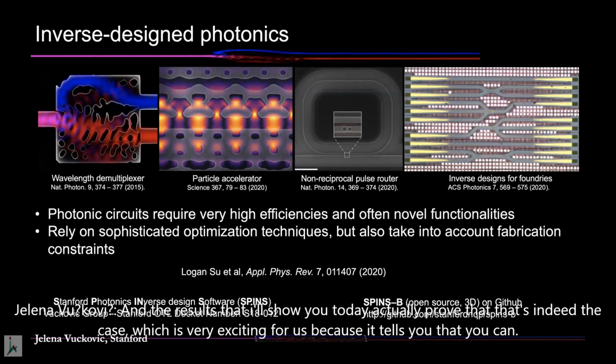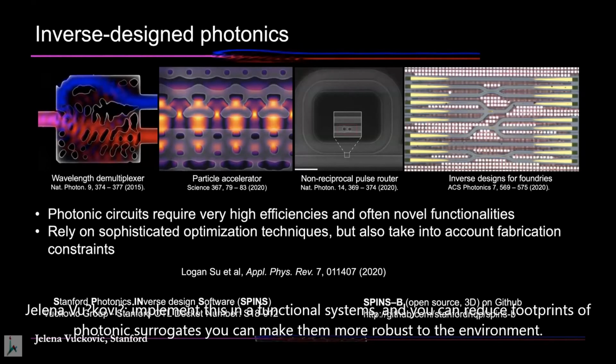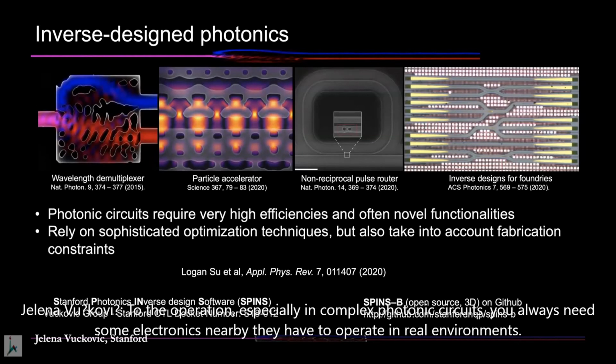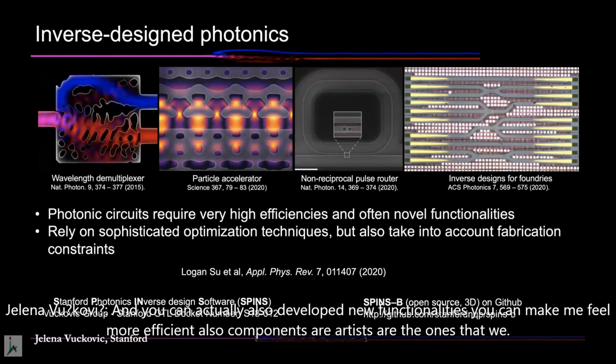And the results that I'll show you today actually prove that that's indeed the case, which is very exciting for us because it tells you that you can implement this in functional systems and you can reduce footprints of photonic circuits, you can make them more robust to the environment, to the operation, especially in complex photonic circuits. You always need some electronics nearby. They have to operate in real environments. And you can actually also develop new functionalities.